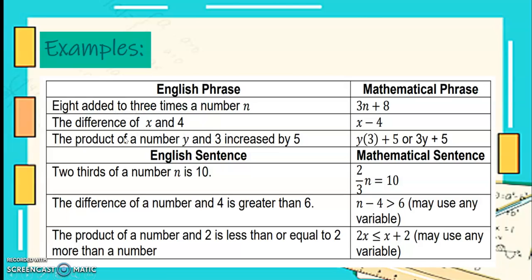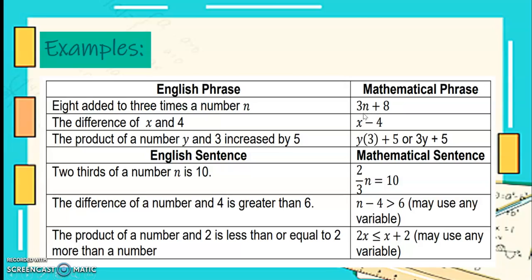So we have to understand. So let me explain it in vernacular words. So ang 8 gindugang sa tatlo ka beses nga number n. So 3 times a number. So ang word nga times, that is multiplication. So meaning ulihi ang 8, kay 8 added to 3 times a number n. So si 8 gindugang lang sa 3 times a number n. So therefore ang atong mathematical phrase is 3n plus 8.